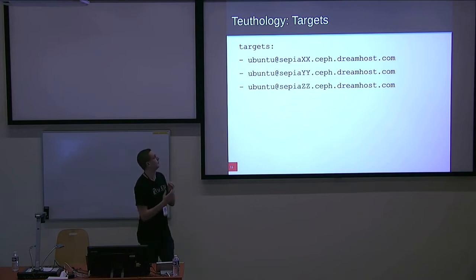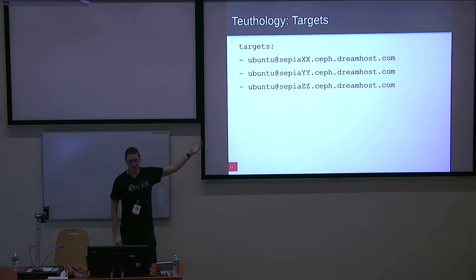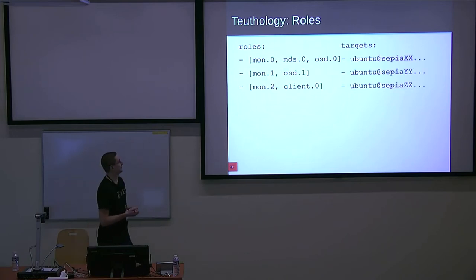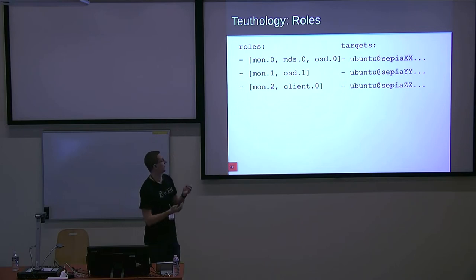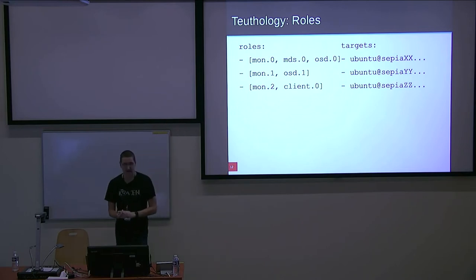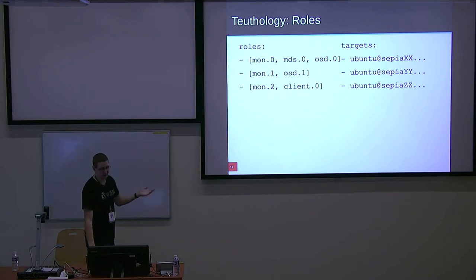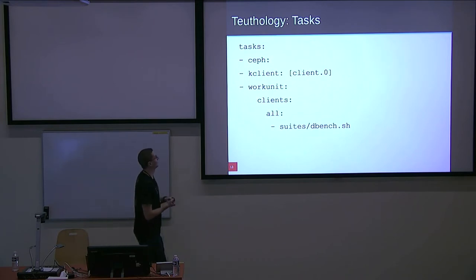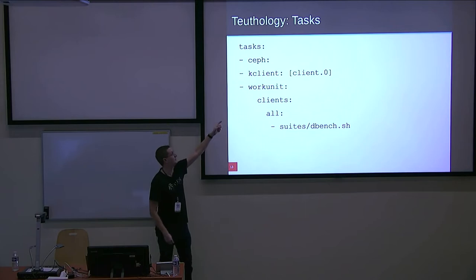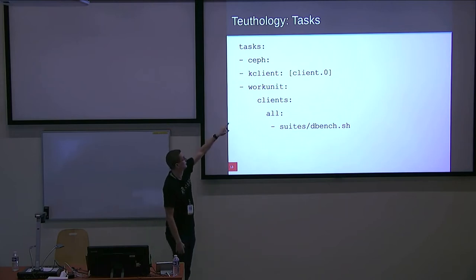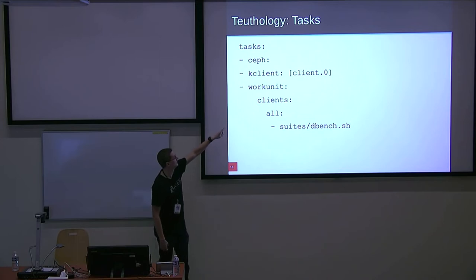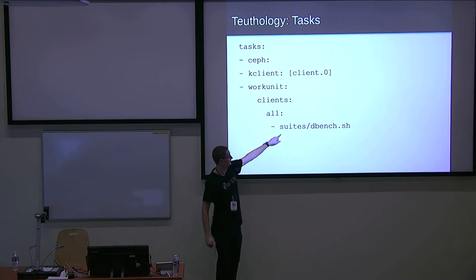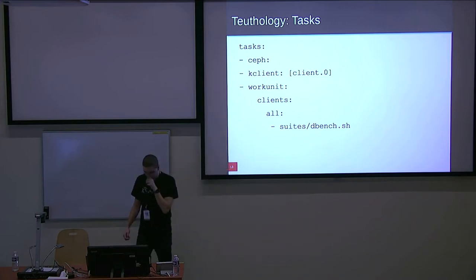Targets, this is all in the YAML format, were just a list of usernames and machines to SSH into. Roles would be a mapping saying, hey, on my first machine, I want to run one monitor, one metadata server, and one OSD. On the third machine, we have another monitor and a client. And the tasks would be something like, hey, I want to invoke the Ceph task. I want to mount a kernel client on the client.0 role machine. And then I want to run a work unit, which is located at the file speech/dbench on all the clients.